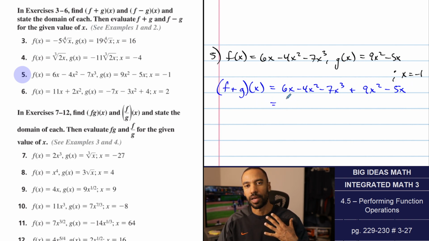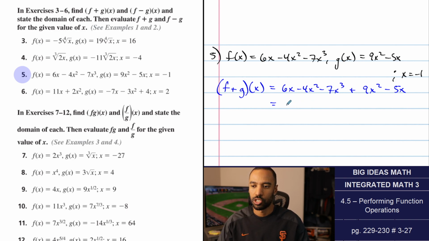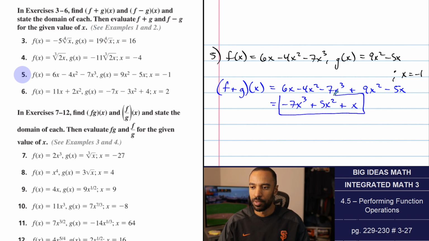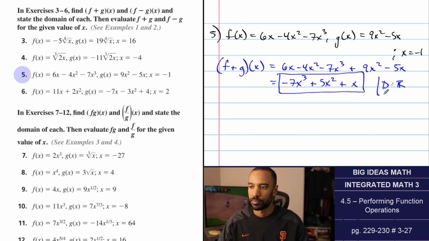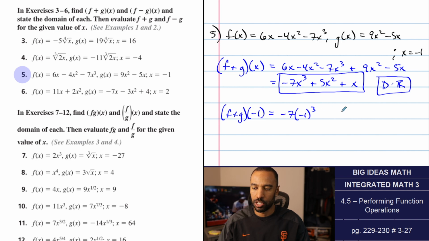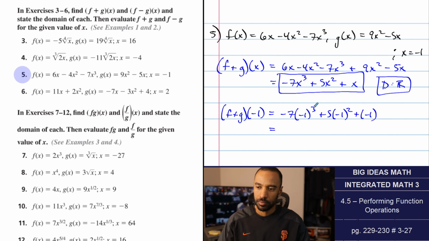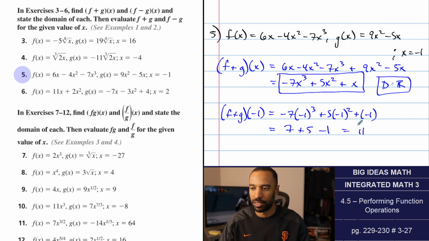Now, I want standard form. So I'm going to start with my cubic term, negative 7x cubed, which doesn't combine. Negative 4x squared plus 9x squared is positive 5x squared. And 6x minus 5x is 1x. So there is your function here. There's no restriction in our domain for polynomials. We're going to have all real numbers. So let's get f plus g of negative 1. This will be negative 7 times negative 1 cubed plus 5 times negative 1 squared plus negative 1. Negative 1 cubed is negative 1 times negative 7 is positive 7. This will be plus 5 and minus 1, which is 11.